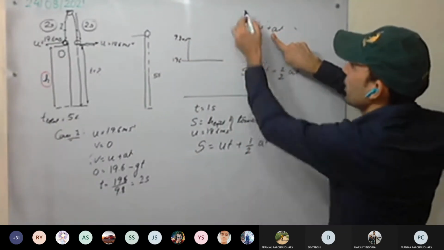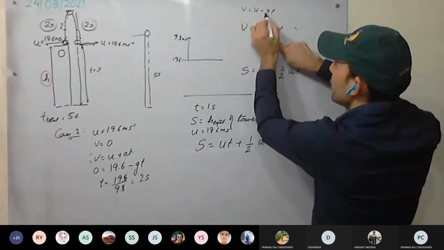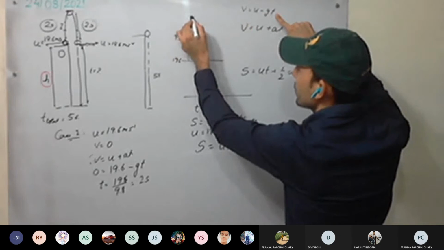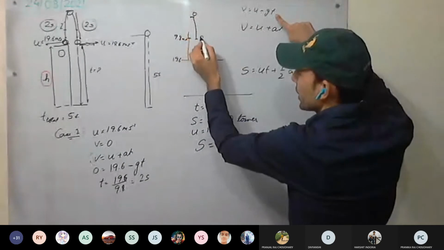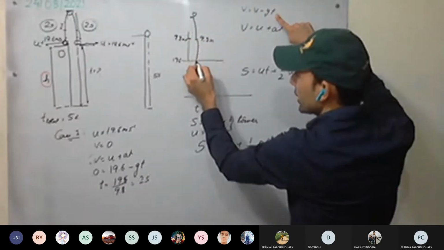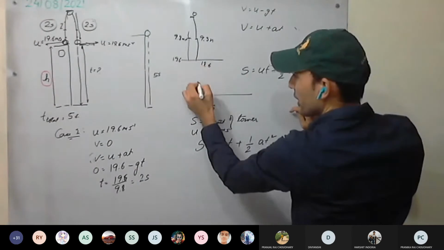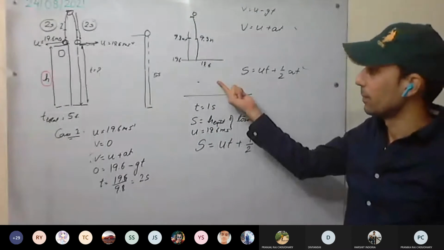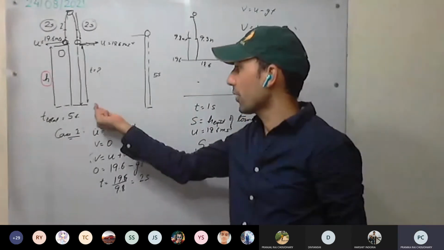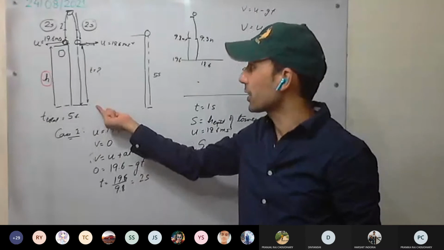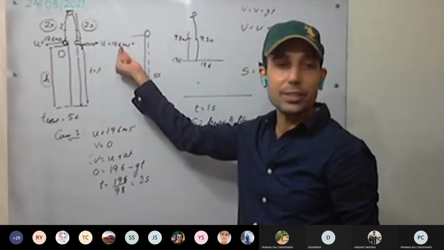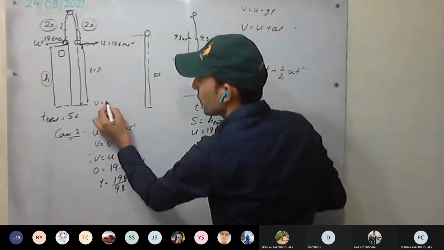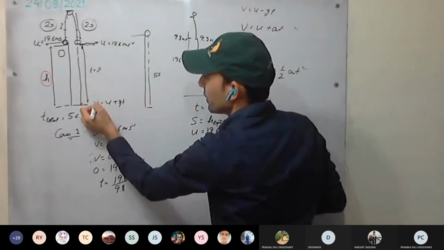Yes or no? First formula, V equal to U minus GT. So after 1 second, V will be 9.8. After 2 seconds, it will be 0. Now after again 1 second, it will be 9.8 meter per second. After 2 seconds, it will be 19.6. After again 1 second, it will be increased by 9.8. Understood this one? So you can easily get the final velocity here. If you want, you can easily calculate. Just for 1 second, it means you have to add 9.8 to it, using first formula only, V equal to U plus GT. You can get it.